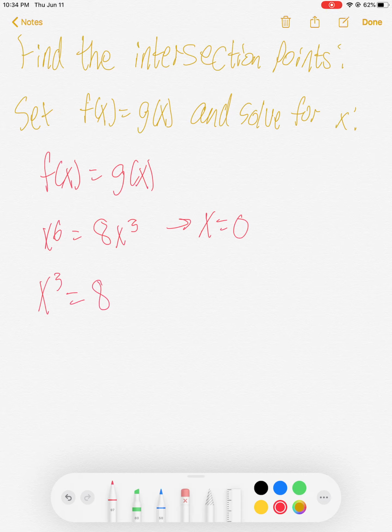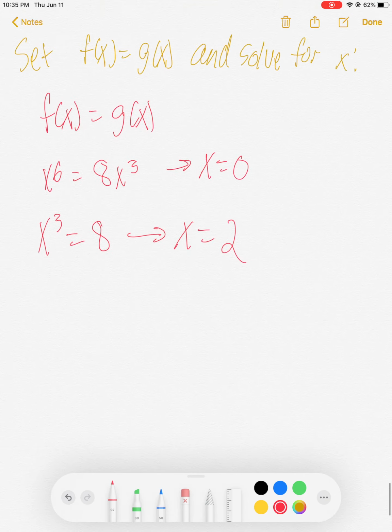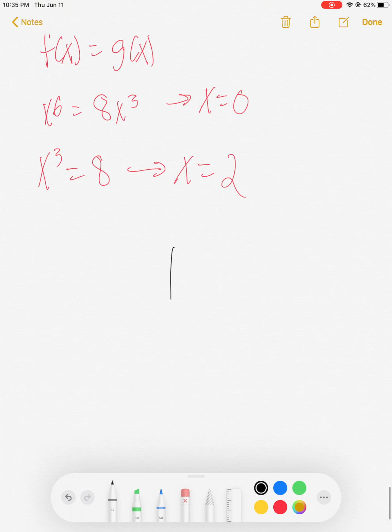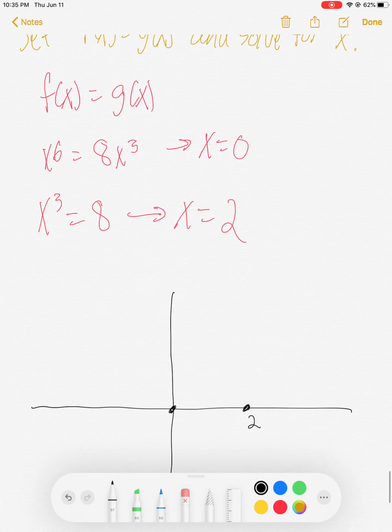So, if I have f of x equals g of x, well, that's just fancy talk for x to the 6th equals 8x cubed. Well, I noticed right away that x equals 0 is one solution. Now I'm going to divide both sides by x cubed, and I get x cubed equals 8. Which means that my other solution, if I take the cube root of both sides, is x equals 2.